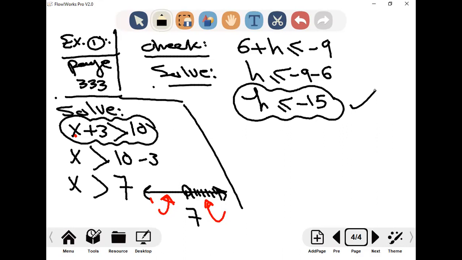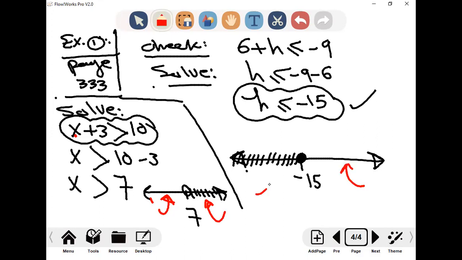Let's graph the solution. This is negative 15. Now let's read the solution. H less than or equal to what? Negative 15. So I will go to the left, with a closed circle because we have equal. Let's check our answer. To check our answer, I will choose a number here and a number here. Let's choose a number here, more than negative 15.